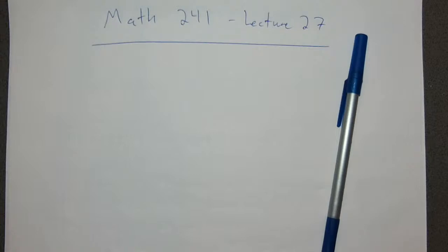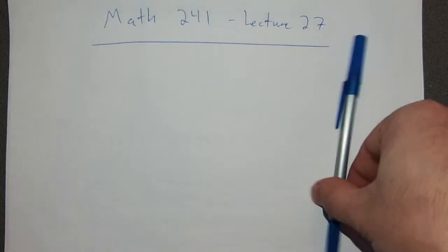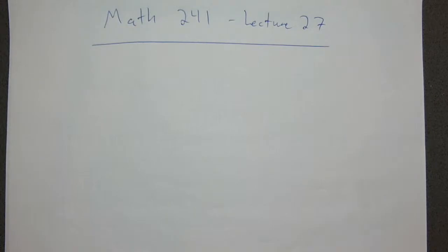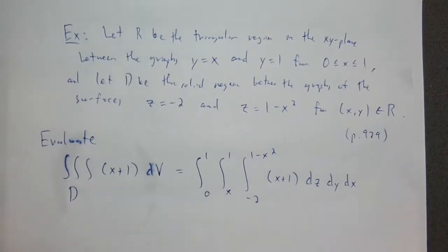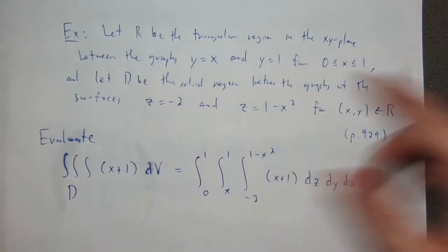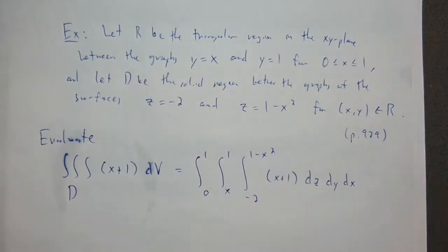Okay, so welcome back. At the end of lecture last time, I had started on, I hadn't done anything, I just stated the problem. So the example I wanted to do is: let R be a triangular region in the xy plane between the graphs of y equals x and y equals 1 for x between 0 and 1.